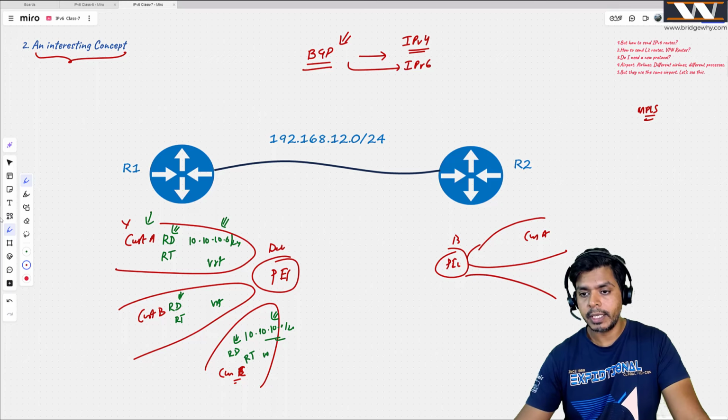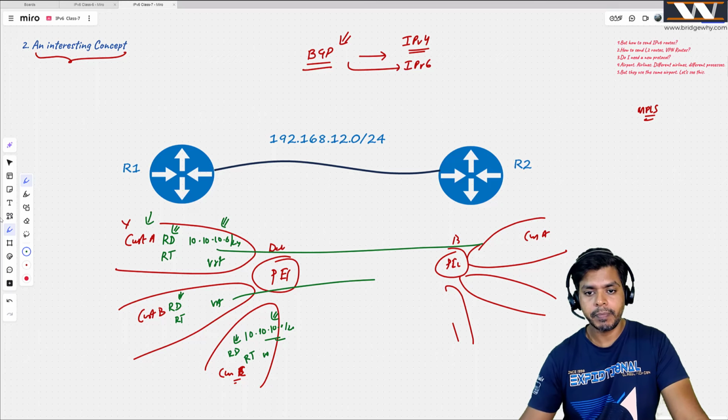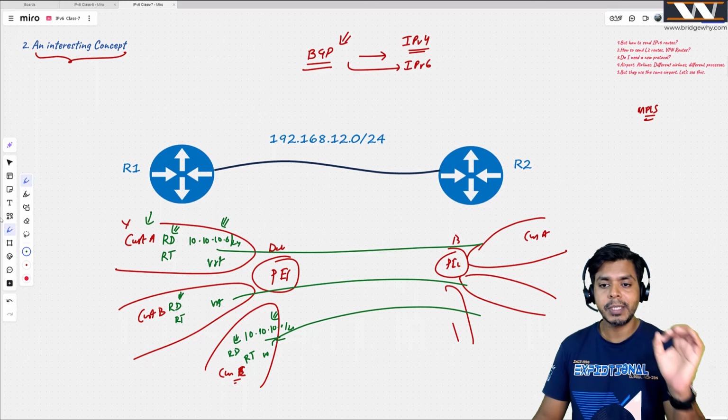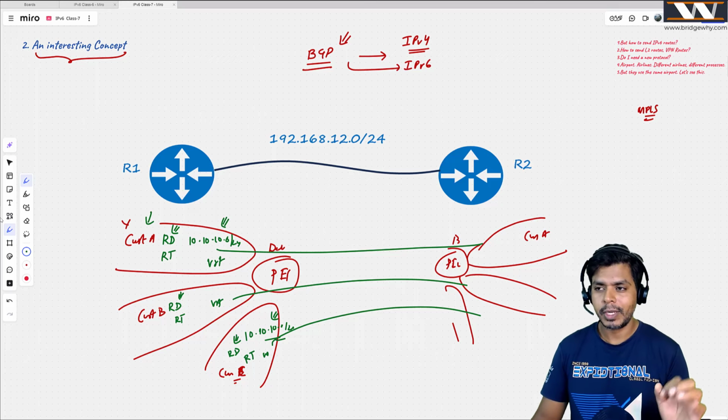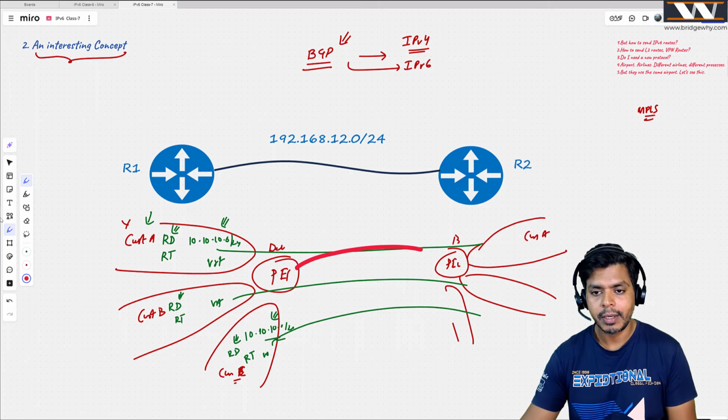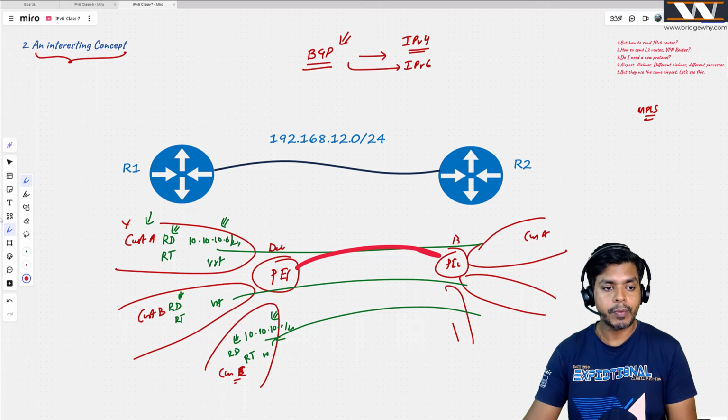I need to make sure that these routes reach here. So what I can do, I can make maybe 3 different BGP peerings between them, right? In case of 1,000 customers, there are going to be 1,000 BGP peerings, right? Not a scalable solution. Or I can make one neighborship and I have to send all these routes. But how can I do this? Because this route and this route are the same.